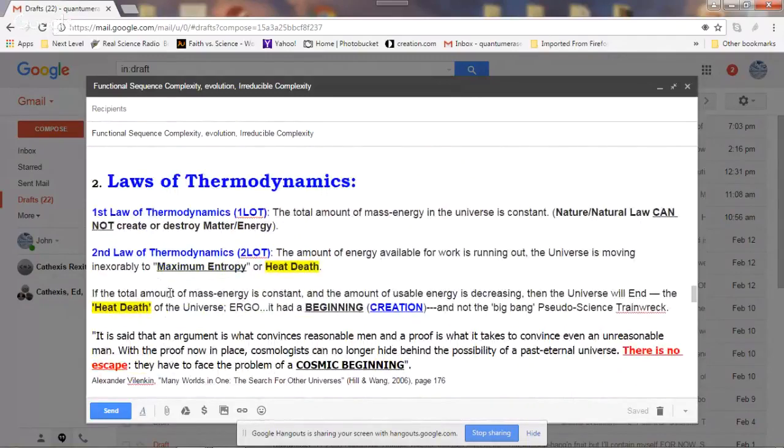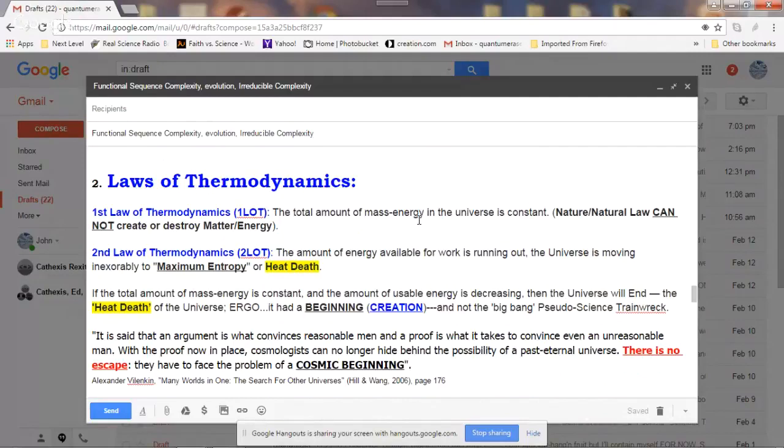All right, the laws of thermodynamics, my number 2 proof. The first law of thermodynamics. This is what it said. The total amount of mass or energy in the universe is constant. That is, nature or natural law cannot create or destroy matter or energy. The second law of thermodynamics. The amount of energy available for work is running out. The universe is moving inexorably to maximum entropy, or what they call a heat death.